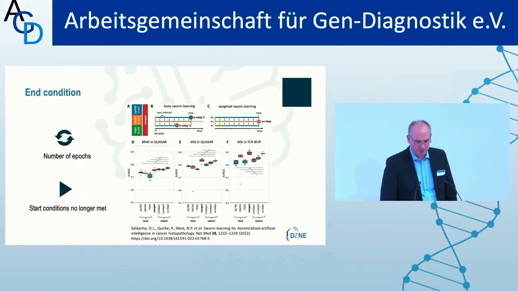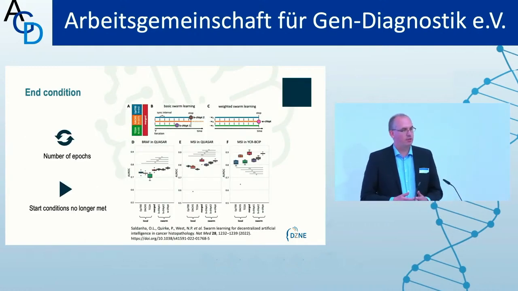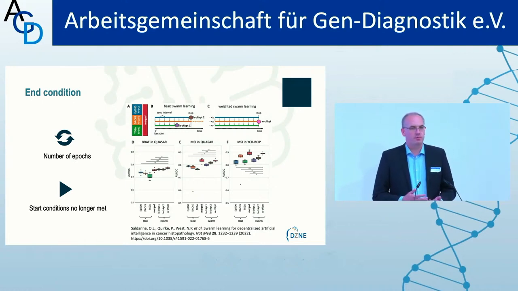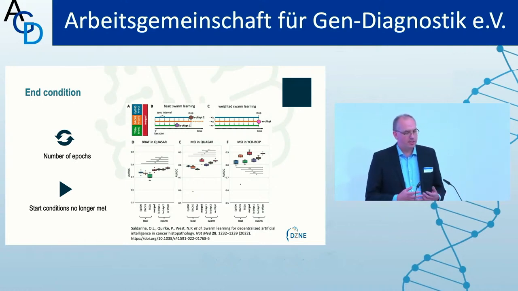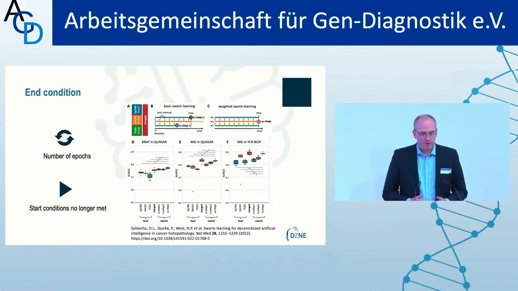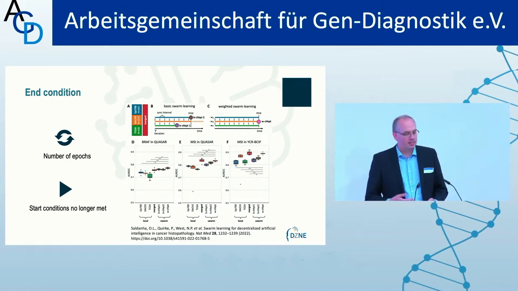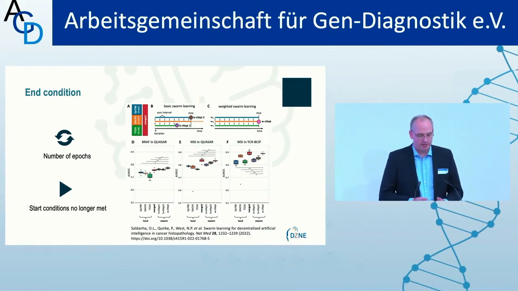how does it stop? There are 2 end conditions for the swarm to stop training. First of all, there's the number of epochs that you have defined before. Once this end is reached, training will automatically stop. The other one is if your start conditions are no longer met. So if you require a minimum of 3 participants in your swarm and you drop down to 2, then the swarm will also stop training until this requirement is fulfilled again.